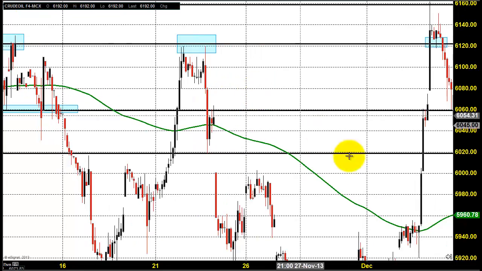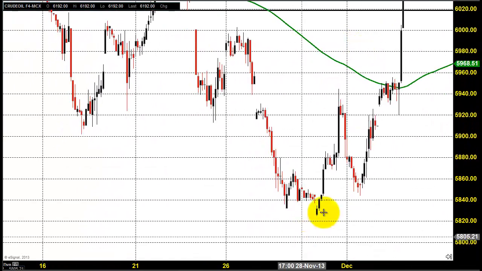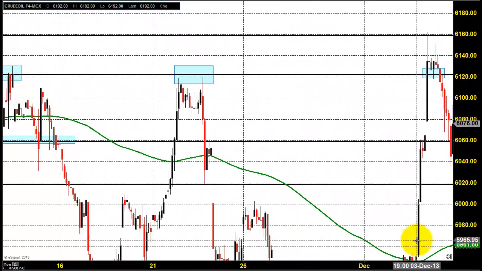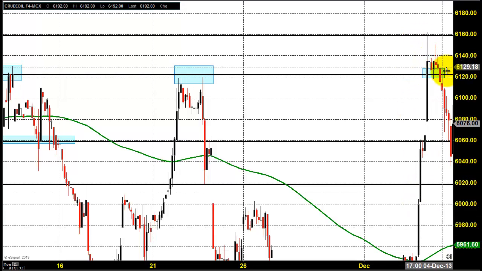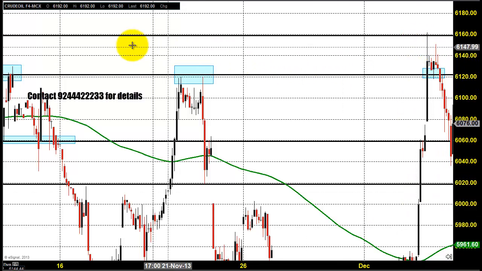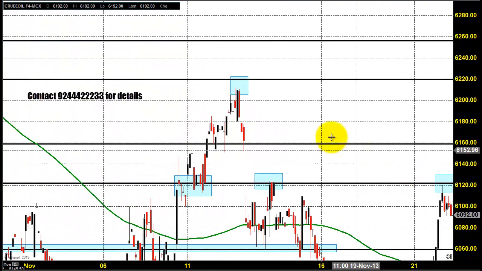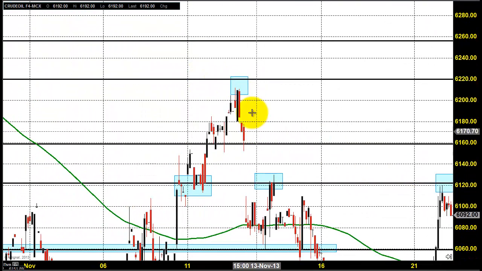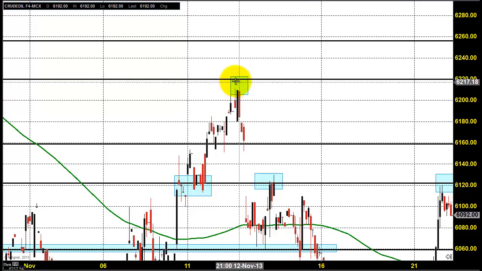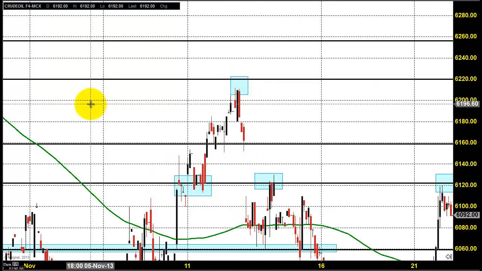6120 providing a resistance. After that there was a big drop, then the price pulled back. Again you can notice that 6120 is providing a resistance. Before that you can notice that the upper resistance was 6220, where the price reached and came down.